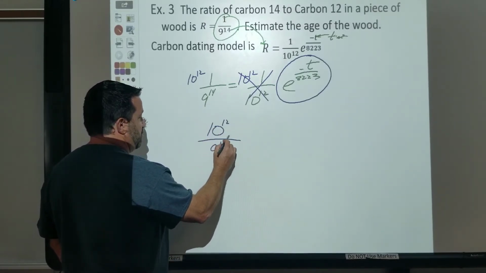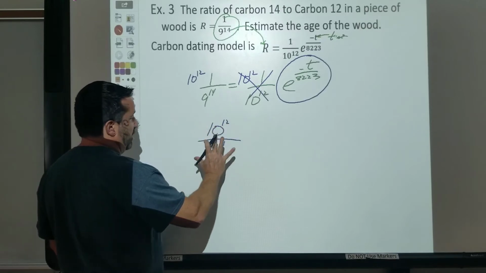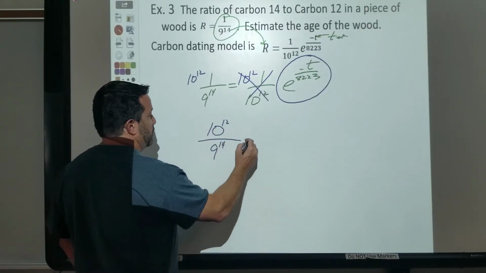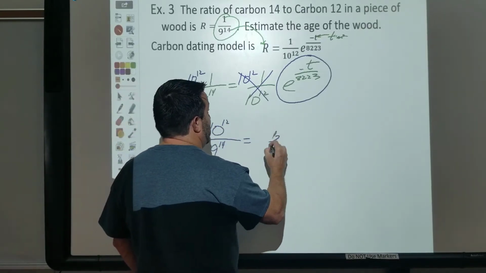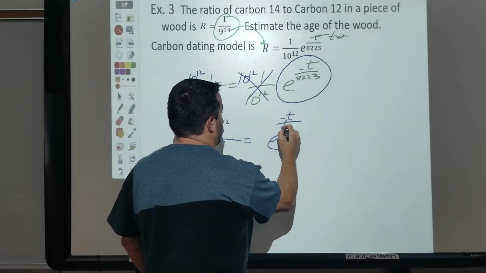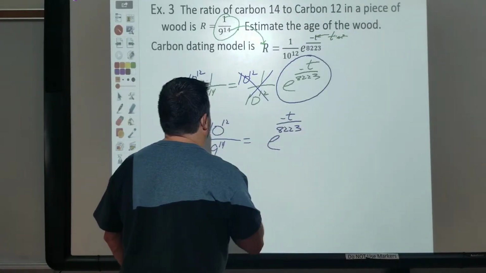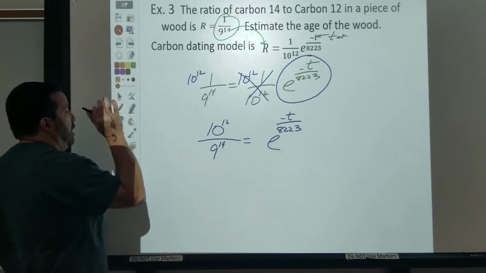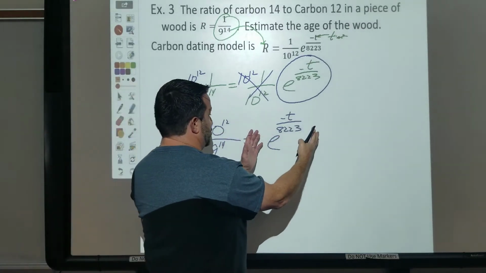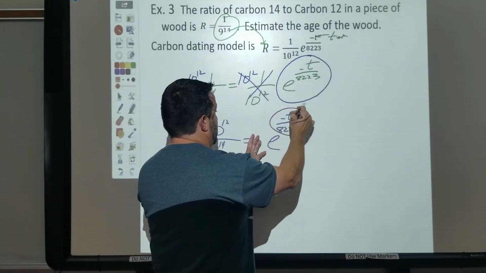9 to the 14th power is going to be a really big number. Again, I'm not worried about that. I'll let the calculator do that in a little bit. Equals e to the negative t over 8,223 power. So now that I have this exponential part isolated, I can try to get this by itself.